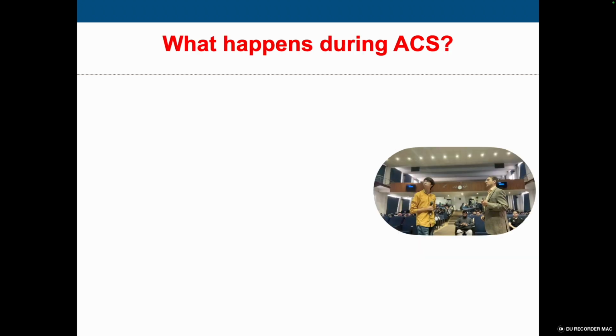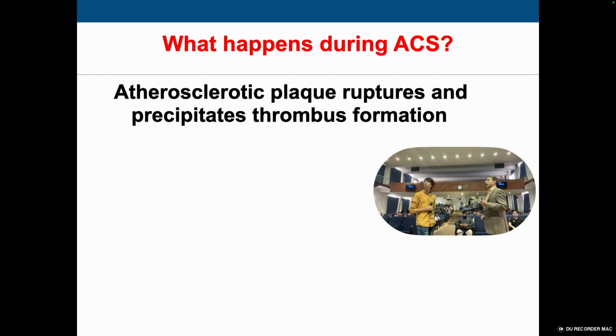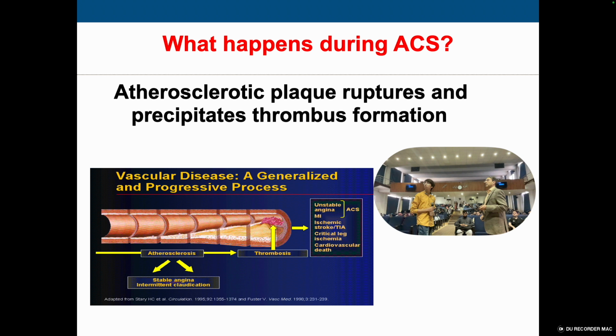What happens during ACS? The atherosclerotic plaque ruptures. There is thrombus formation. The collagen is exposed and the platelets stick to that collagen, and then the clotting system starts. So this picture, I think you know it from your pathology lectures, what happens.